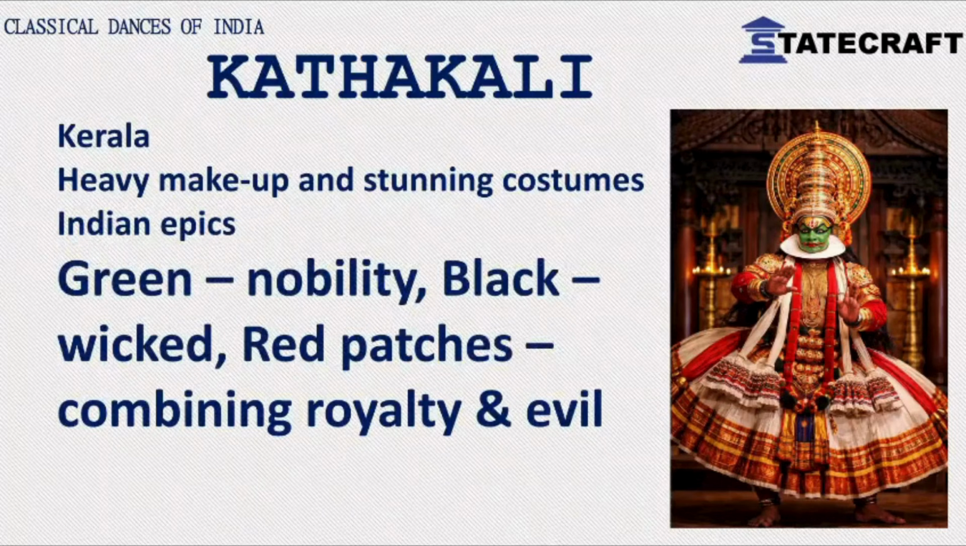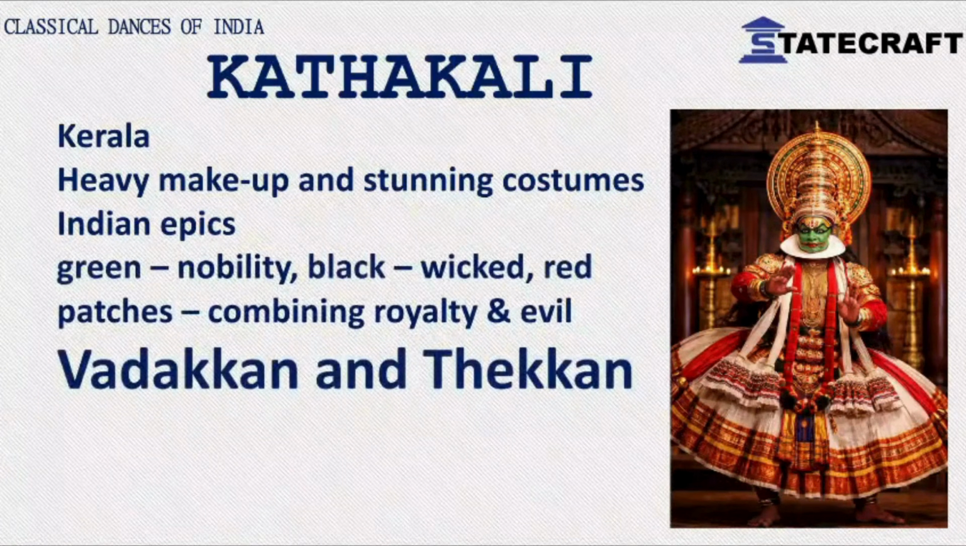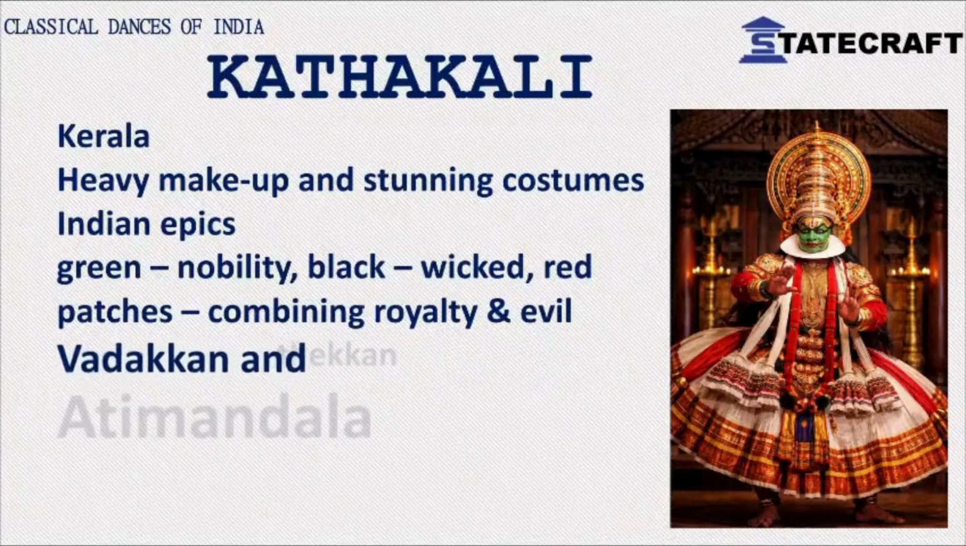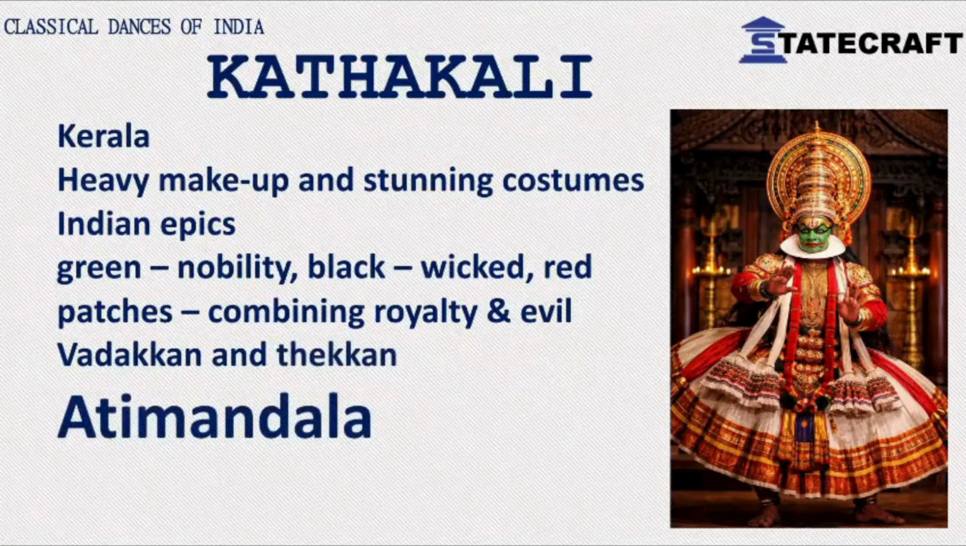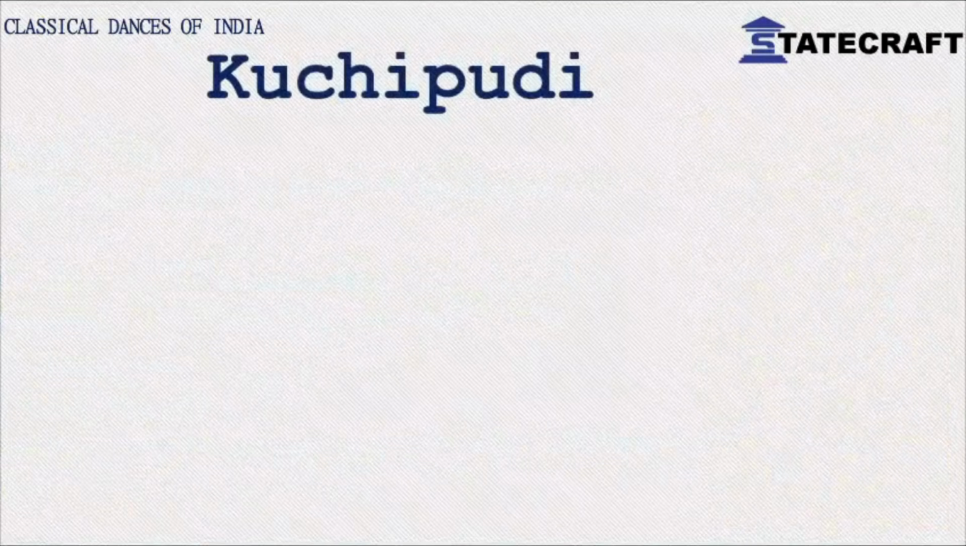Green symbolizing nobility and virtue, black signifies wickedness, and red patch for a combination of royalty, aggression, and evil. Kathakali has two main styles: Vadakan, the northern style, and Tekkan, the southern style. The basic stance of Kathakali is the Atimandala, a deeply grounded posture with knees bent outward and feet firmly placed apart. The next classical dance is Kuchipudi.